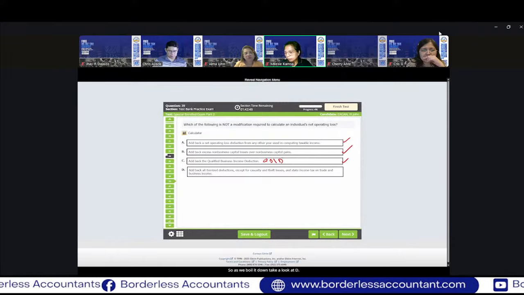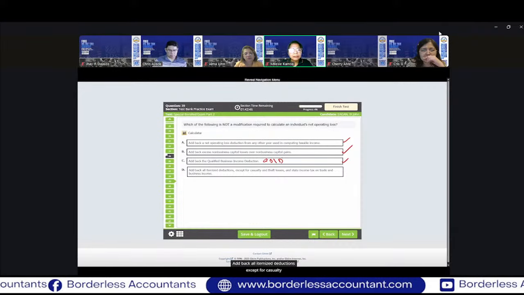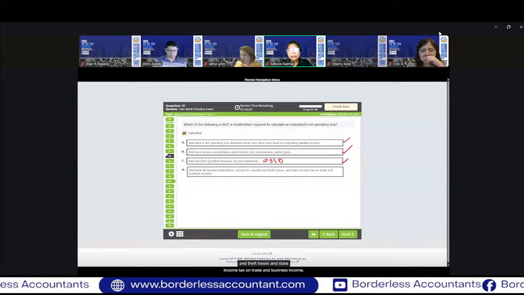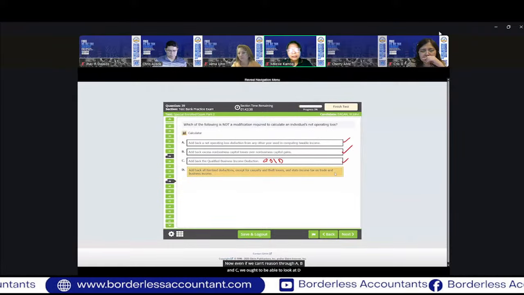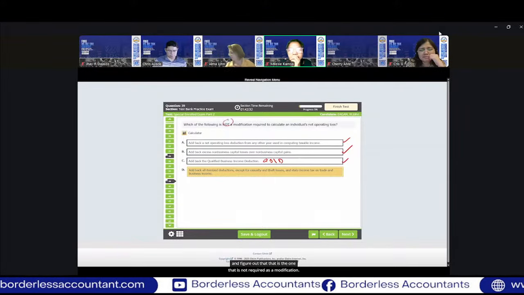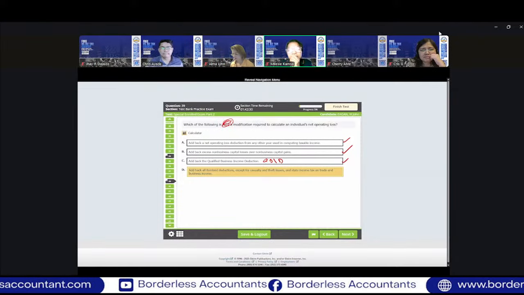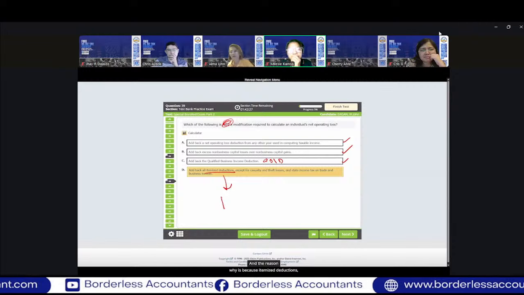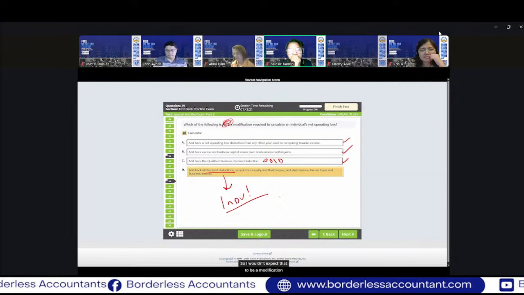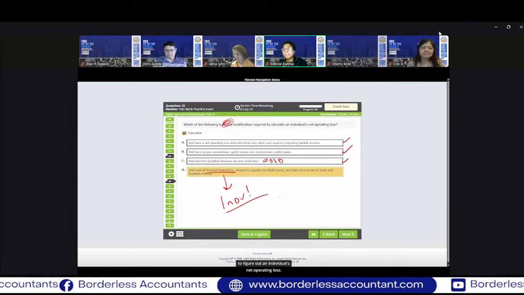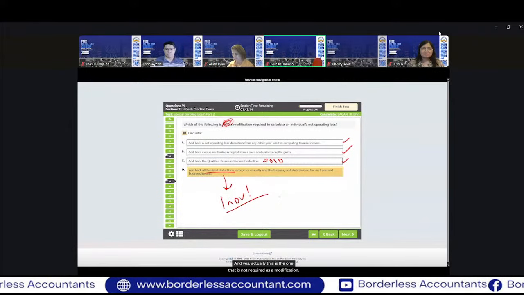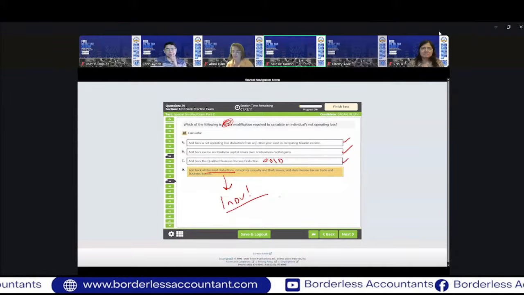So as we boil it down, take a look at D, add back all itemized deductions except for casualty and theft losses and state income tax on trade and business income. Now, even if we can't reason through A, B, and C, we ought to be able to look at D and figure out that that is the one that is not required as a modification. The reason why is because itemized deductions are for individuals, not for businesses. So I wouldn't expect that to be a modification to figure out an individual's net operating loss. It doesn't have to do with business. And yes, actually, this is the one that is not required as a modification.